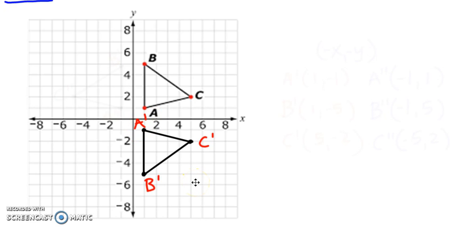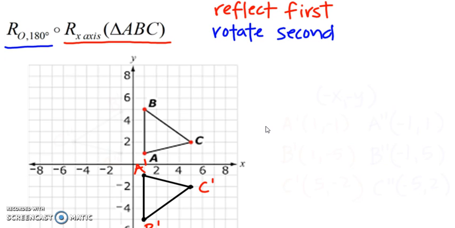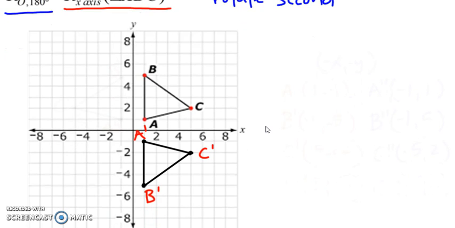I want you to make sure that you have this example. So we may not have drawn both of the transformations in different order to show that, but I do need you to have this example. So first we reflected. If we look back up at our notation, then we're going to rotate 180 degrees.